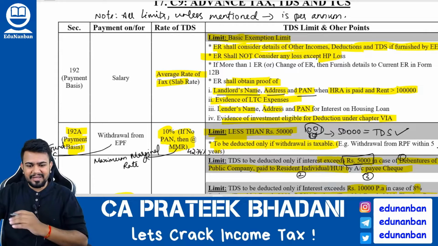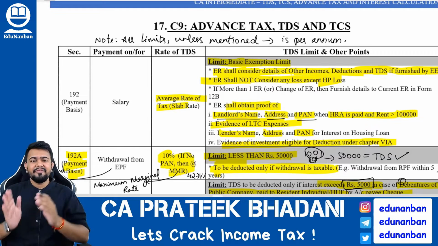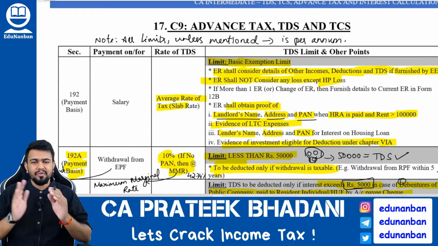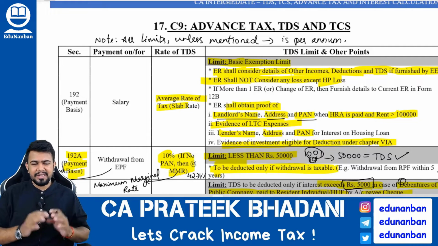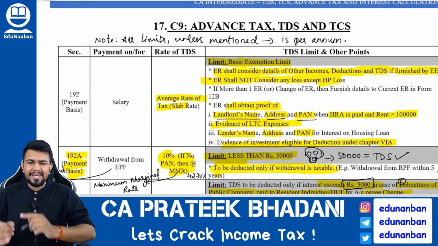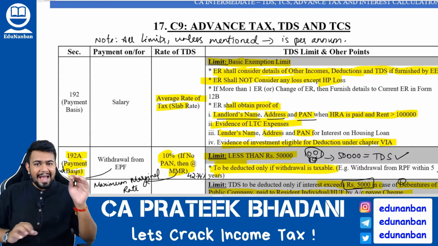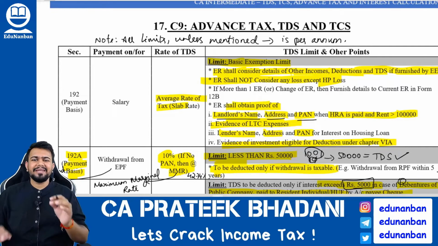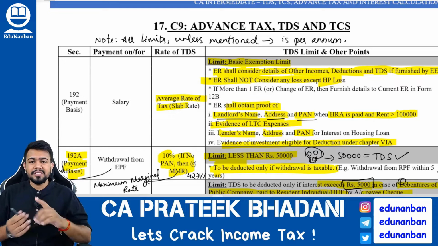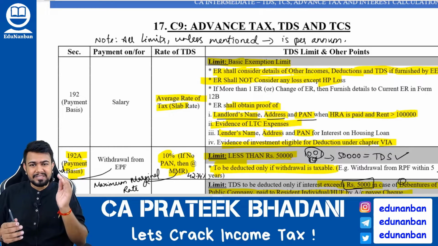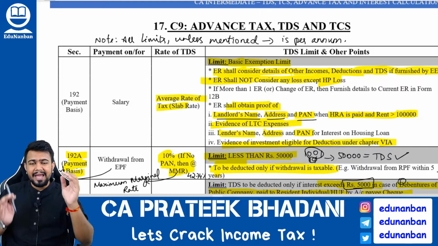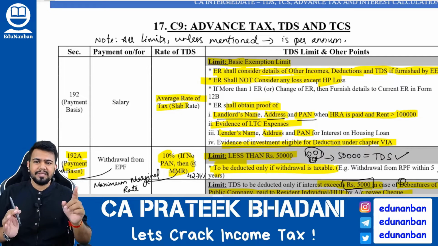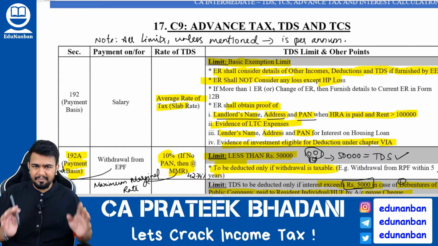Now, let us begin with the revision. Firstly, let us start with TDS. What is TDS? TDS means tax deduction at source. It means where a person is making a payment to another person, and if such payment is covered in the TDS provisions, then the person who is making the payment is responsible to deduct an amount of TDS and pay it to the government, and only the balance amount should be given to the person who is receiving the payment.